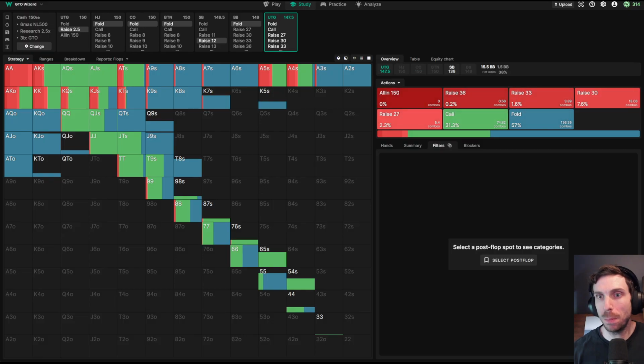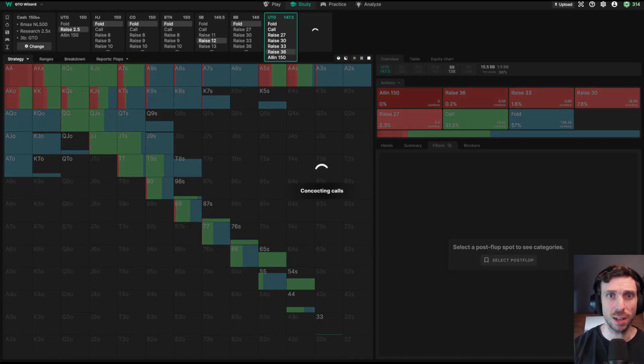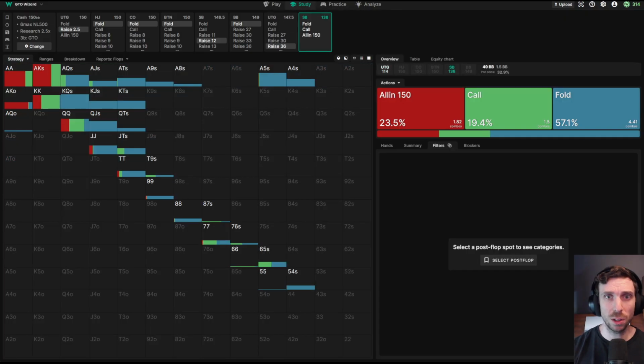So yeah, I'm trying to break down how I can discern whether or not someone's making a mistake with using the solver and the available sizes that GTO Wizard has, so that we can compare them to the other person. So let's say that they did just use the 36 sizing. Let's see what the solver wants to do in my shoes.